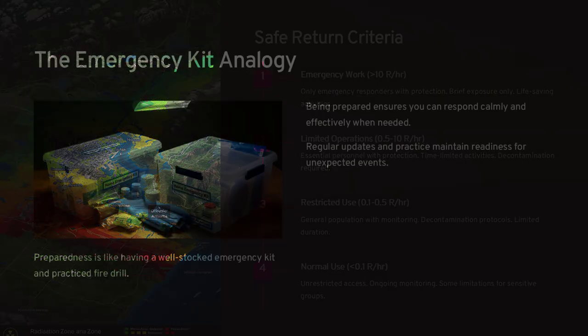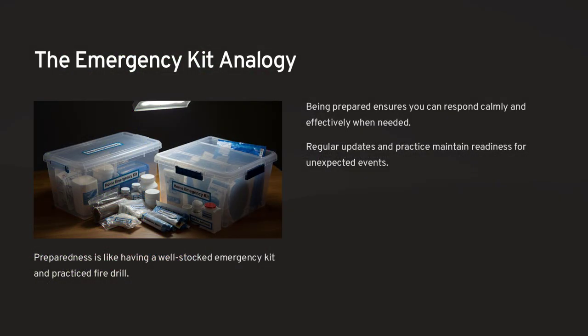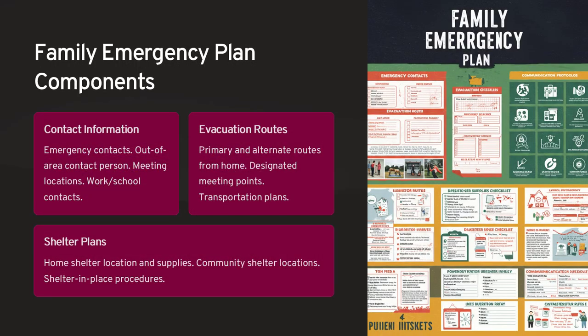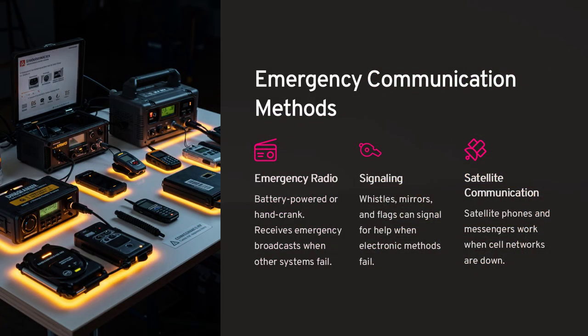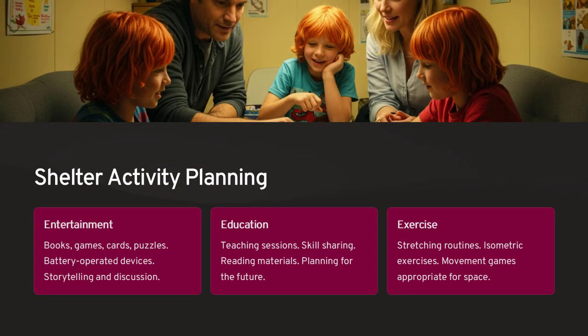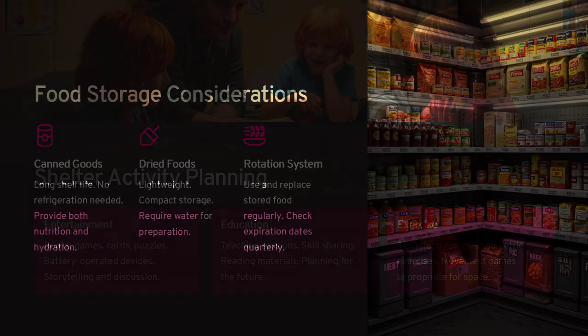In the absence of a pre-built shelter, creating a makeshift shelter in an interior room on the lowest floor of a building, away from windows, can significantly reduce radiation exposure. How effective are improvised shelters? While not as effective as professionally designed bunkers, they can still reduce exposure by a significant factor if constructed with care.